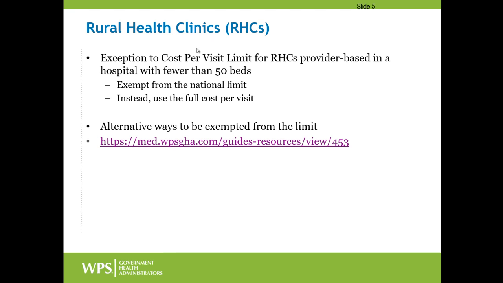So on to the next one, and we're going to see that next article in just a second. The next exception is an exception to the cost per visit limit. So, and again, we're talking a little bit about the old RHCs, although some of that carries into the current status, and we'll see that in just a bit. But this exception is if an RHC is provider-based to a hospital, so they're a unit of a hospital, and the hospital has fewer than 50 beds. That's a key thing to note.